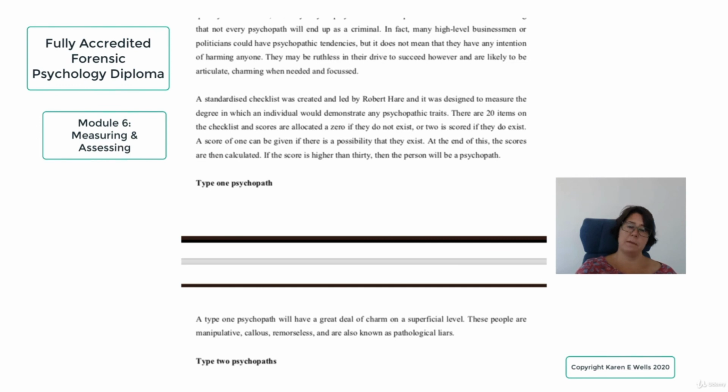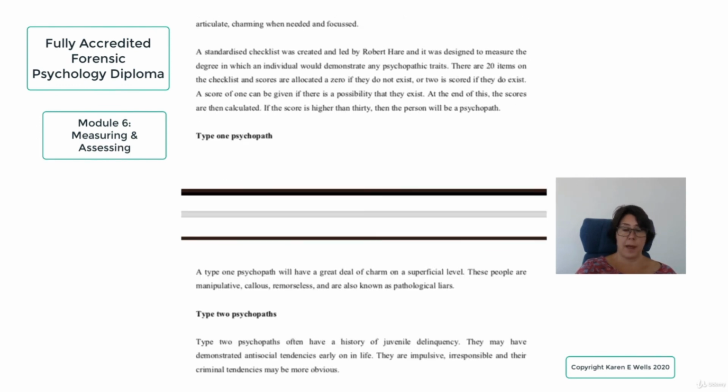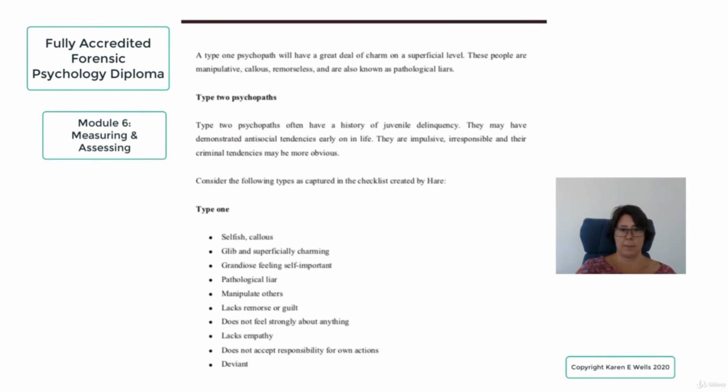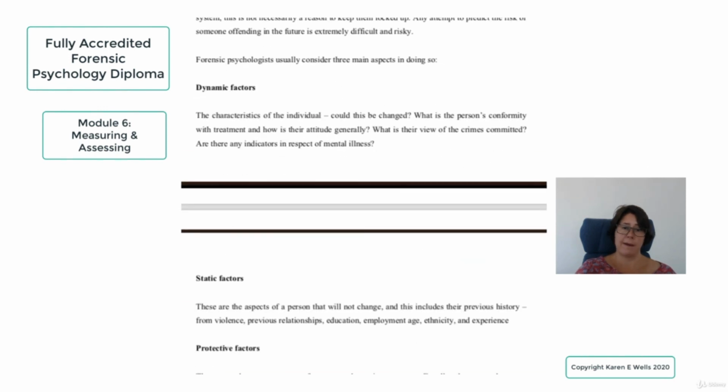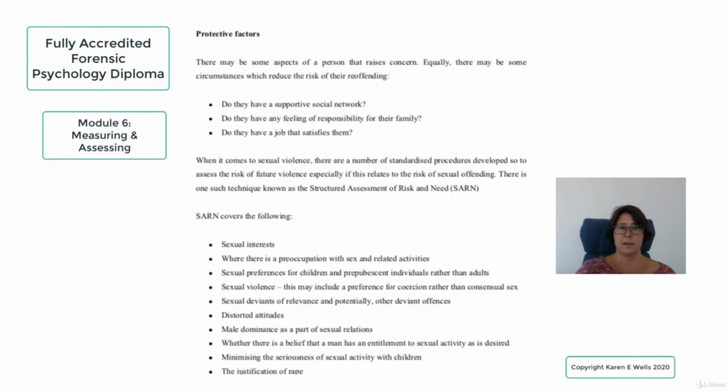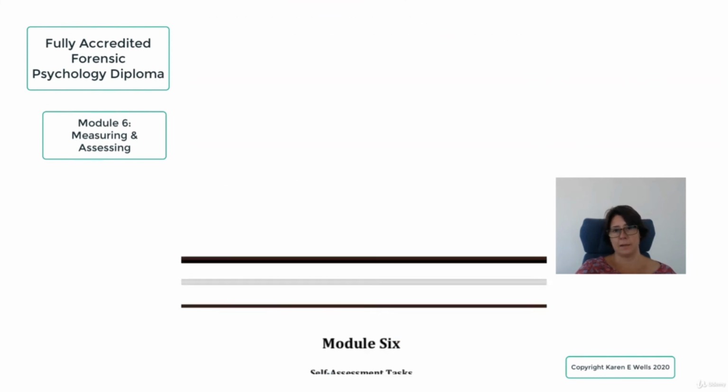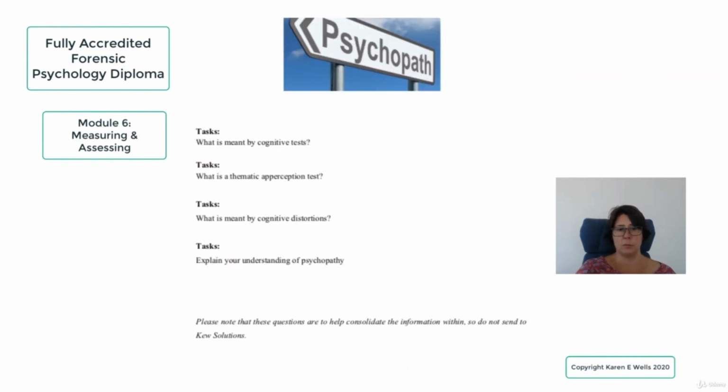We've also put some information on type 1 psychopaths and type 2 psychopaths there, so you can read about those. The dynamic factors, the static factors, the protective factors. So it's all there for you to read.